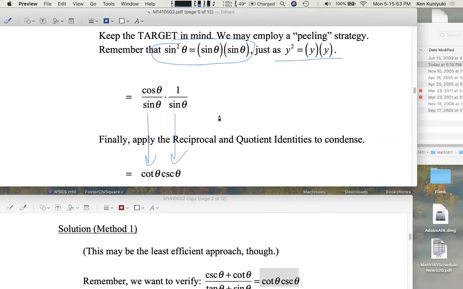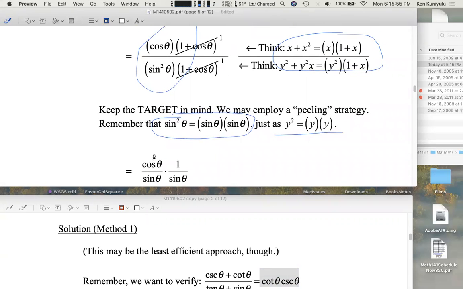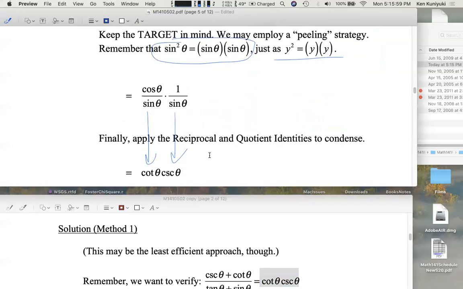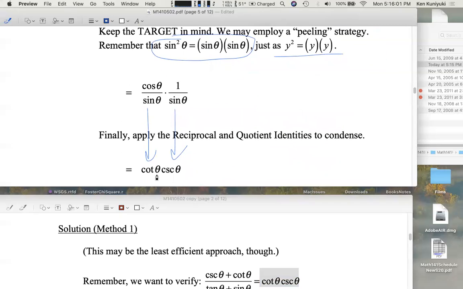Bear in mind, if you had torn this apart in a different order, if you had put this guy in front, you would eventually have to switch and get to here. But that's fine. Multiplication is commutative. You can switch the order. All right. So that was my method 2.